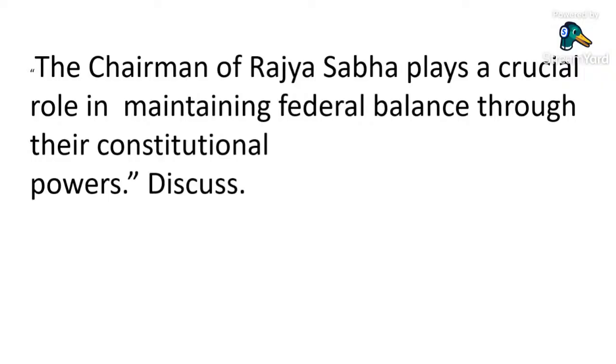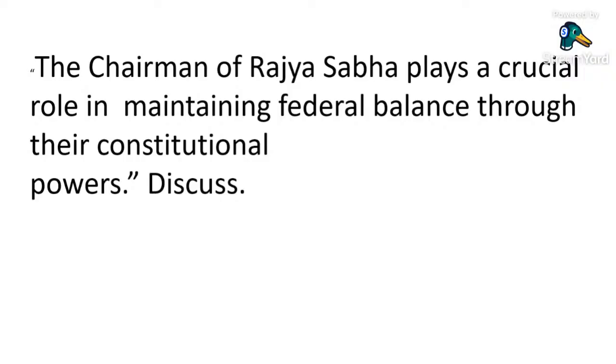Article 89 of the Constitution provides provisions for the chairman, that is the Vice President of India, presiding over the federal chamber of Parliament. The Rajya Sabha's design ensures the preservation of federalism as envisioned in the Constitution. The chairman plays a pivotal role in safeguarding state interest and maintaining the balance between union and states through their constitutional powers. Role of chairman in maintaining federal balance.